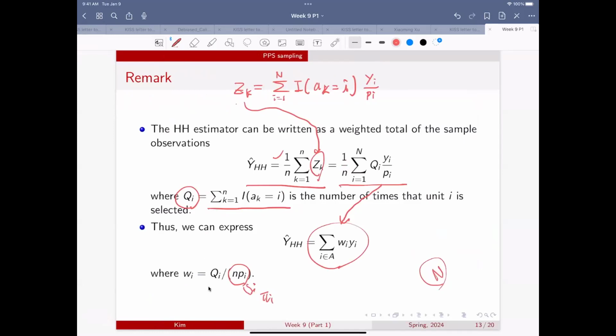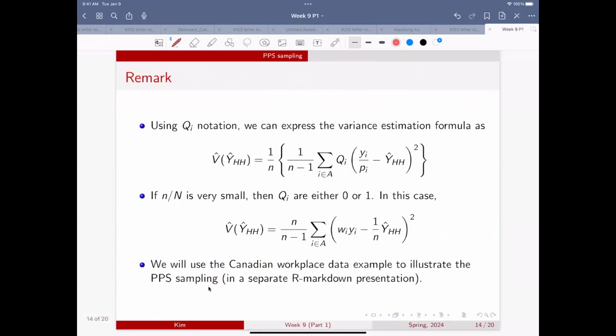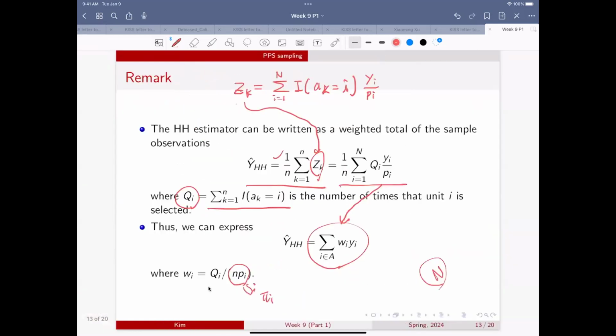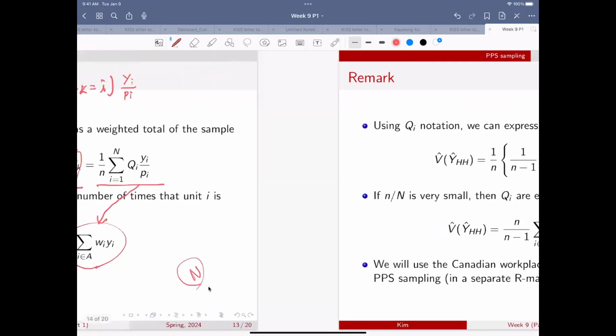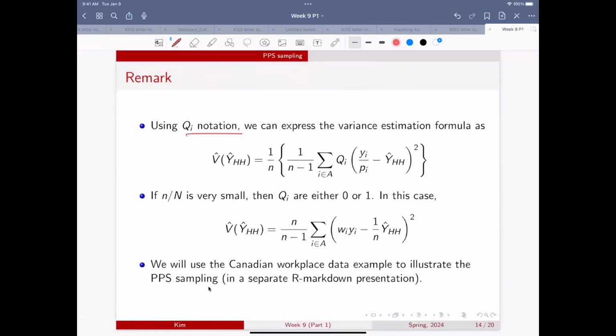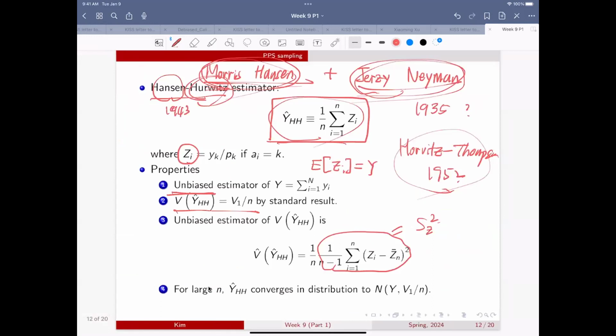So that's one remark. Another remark is that using this Q_i notation, we can express the variance estimation formula. What is the variance estimation formula? It is this guy, the unbiased estimator of the variance of the Hansen-Horvitz estimator. The Hansen-Horvitz estimator is this, which is 1 over n times s, right?